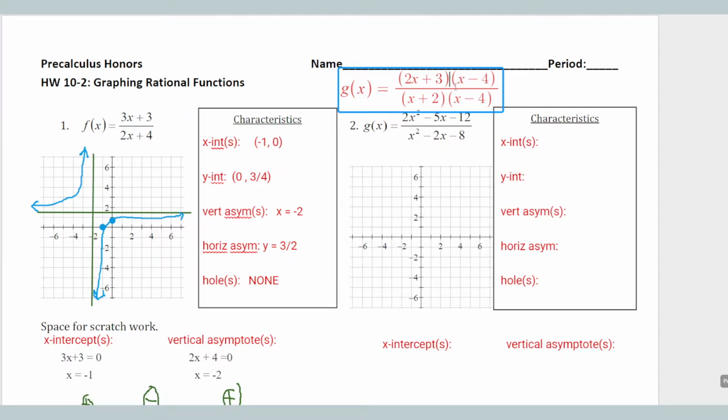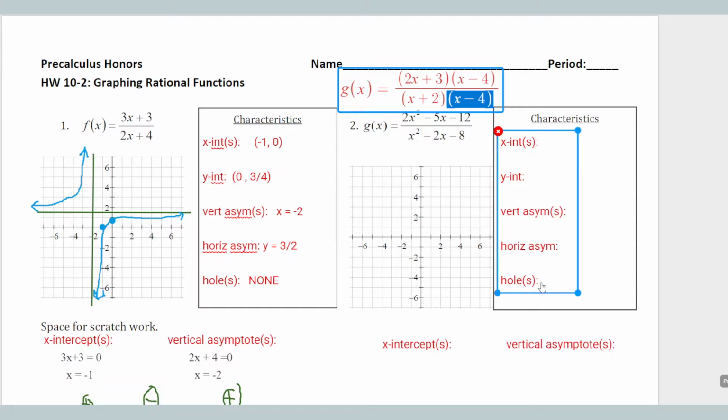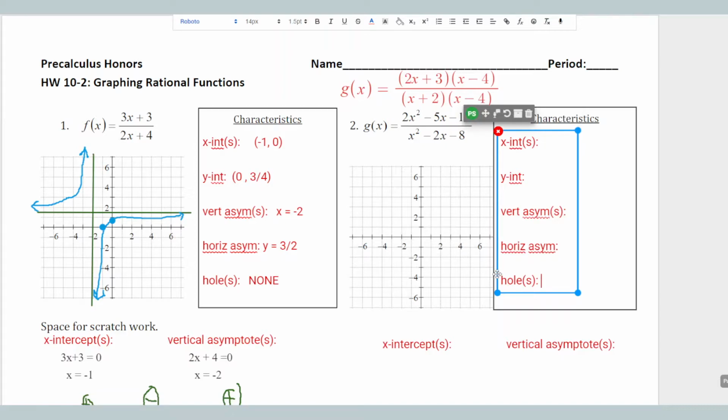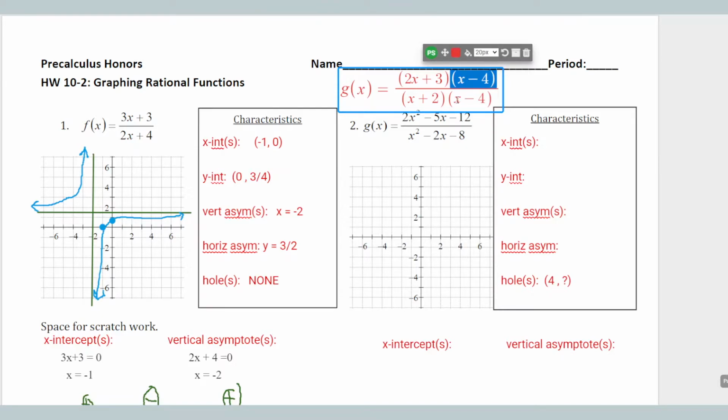Okay, so one thing I want to point out real quick: notice how we have an x minus 4 in both the numerator and the denominator. So that means we're going to have a hole, for sure, at x equals positive 4. So we have something like 4 comma something, and we'll come back and figure out what that something is. But whenever you get the same factor in the numerator and the denominator, that tells you that there's definitely going to be a hole there.